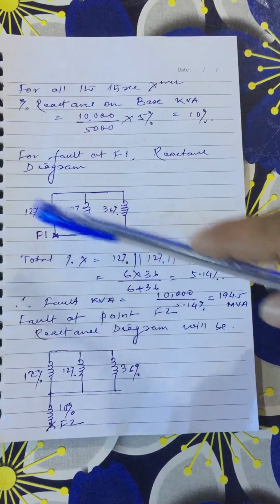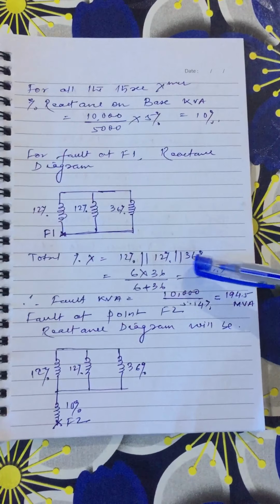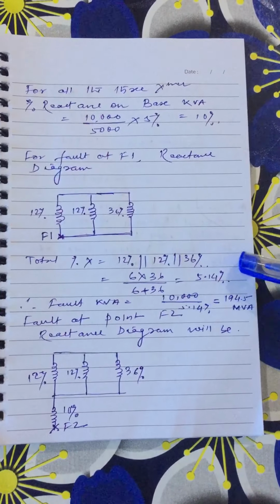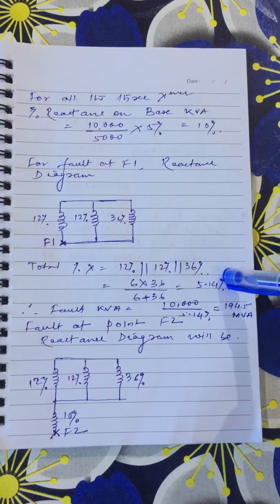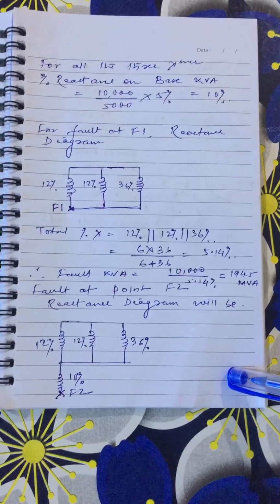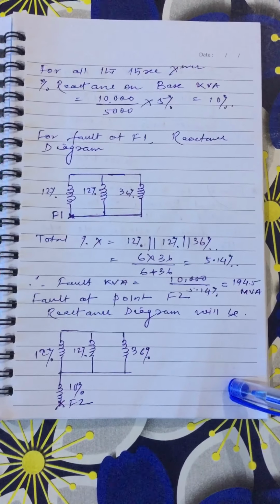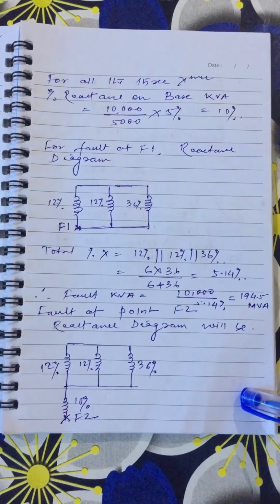So let us calculate the equivalent percentage reactance. Since all three alternators are in parallel, we will do the calculation and it will come as 5.14%. So the fault MVA at point F1 will come as 194.5 MVA. Now we will go to the next case where we will find the fault MVA at point F2, that is on the HV side of the transformer.